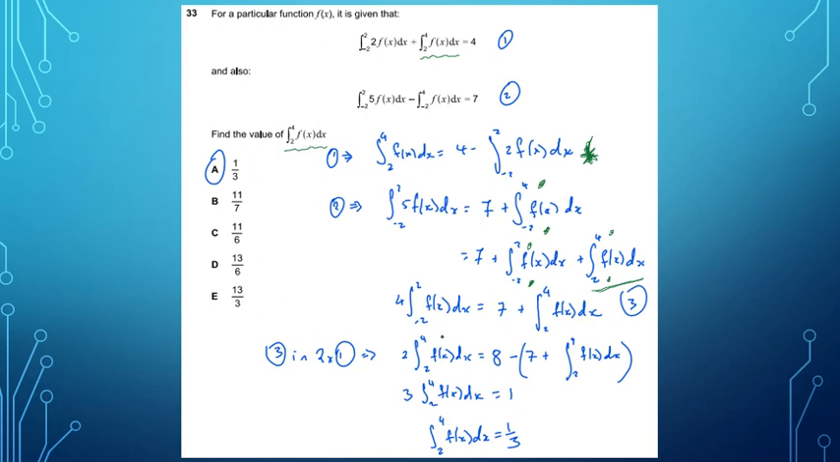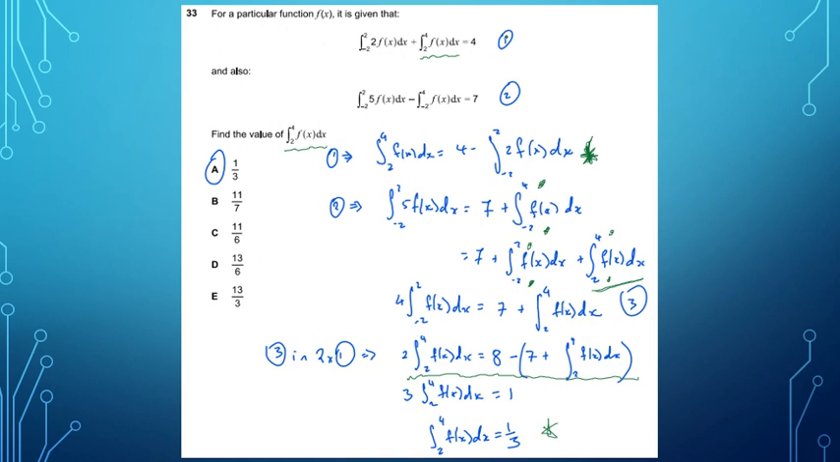So this is where we can combine equation 3 and 1. So we're going to double equation 1, and we're going to use equation 3, so that we can eliminate this integral from minus 2 to 2. And then we have an equation which has only the integral from 2 to 4 in it. And then it's a matter of making that the subject. So when we make that the subject, we get the required answer, which is 1/3.